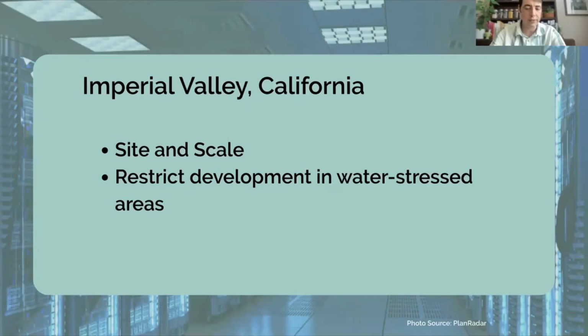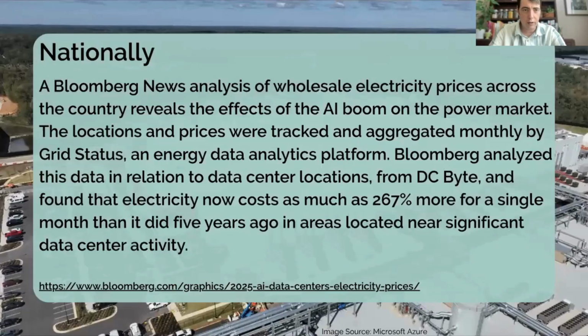Exactly. And I think the last thing we'll talk about before we go into some resources and some actionable things is nationally, a Bloomberg News analysis of electricity prices across the country revealed that because of the AI boom, because of this massive need for power, if you are near a data center, electricity now costs as much as 267% more for a single month than it did 5 years ago.